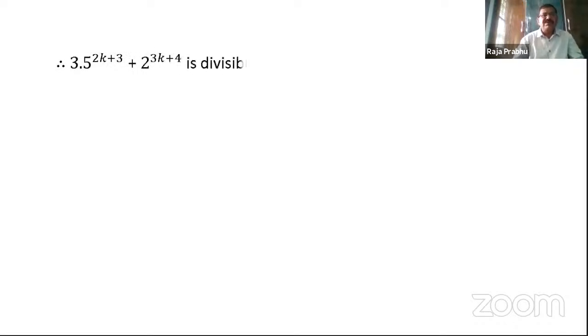Therefore now this P of k plus 1, that is 3 into 5 to the power of 2k plus 3 plus 2 to the power of 3k plus 4, is divisible by 17. That means this statement is verified for n is equal to k plus 1, means P of k plus 1 is true. So this is the third step.